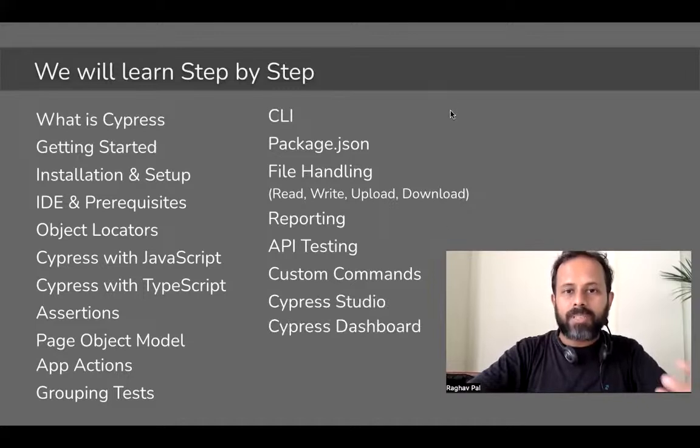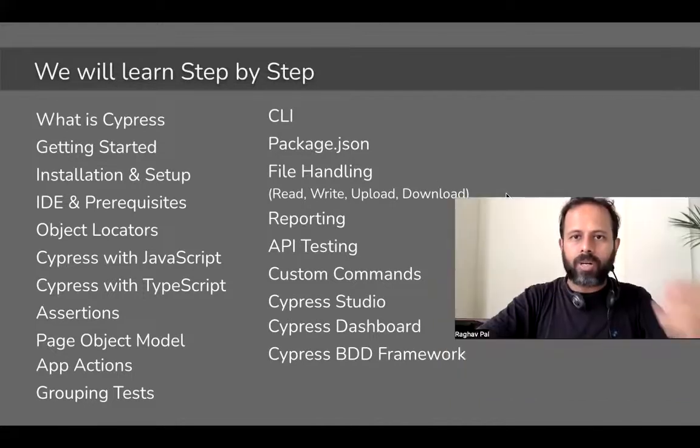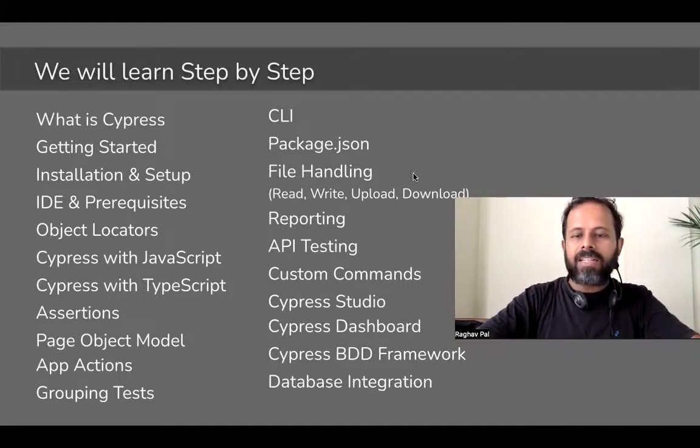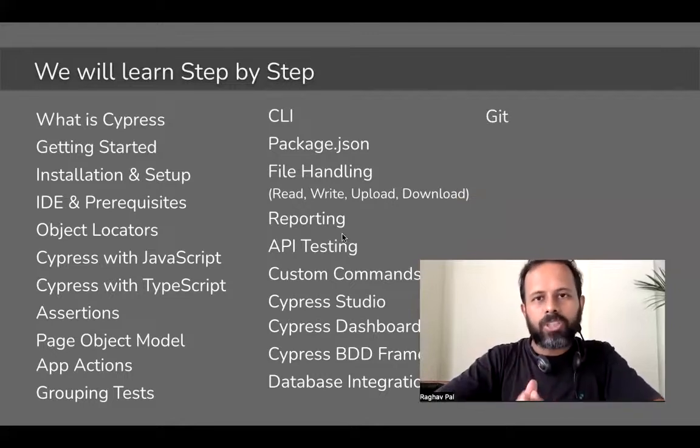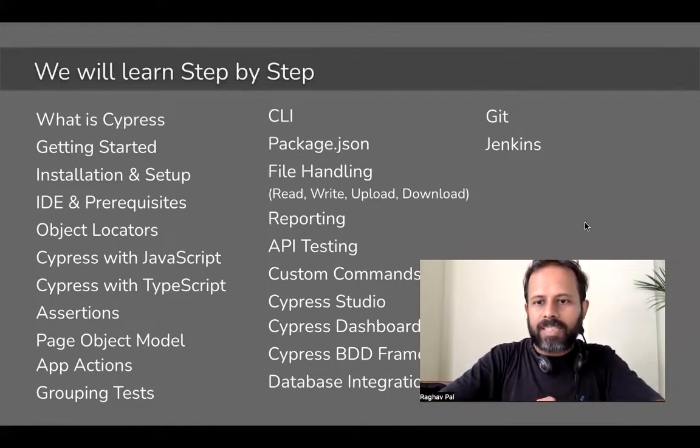We will look at Cypress Studio. What is Cypress Studio? How do we use it? And Cypress dashboard. And we will see a Cypress BDD framework using Cucumber. How can we create a Cypress BDD Cucumber framework? And then we will see how can we integrate database in Cypress. And then we will see how can we put our project on a Git repository. How can we do source code management using Git? And finally, we will see CI/CD with Jenkins. So this is going to be the agenda.